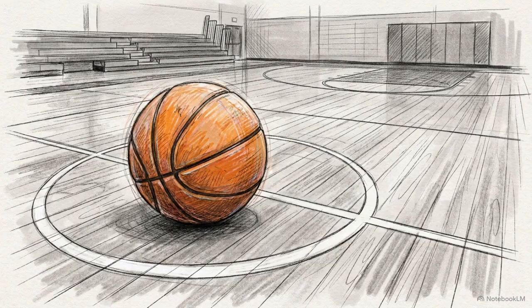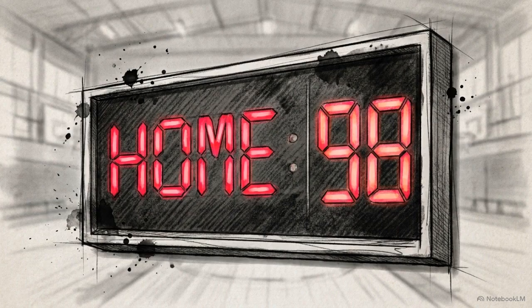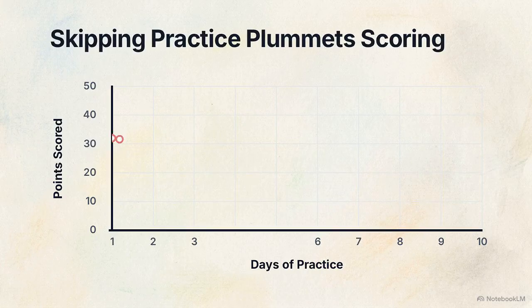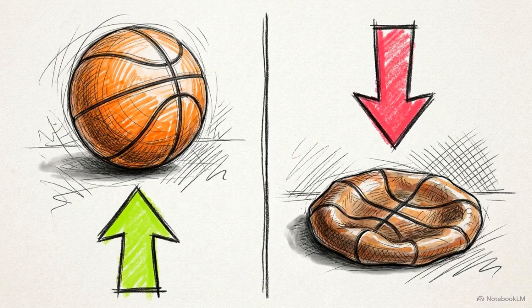Take a weekly basketball game. If you practice an hour every single day, you will reliably score more points. The cause and effect are clear. Break that routine by skipping practice, and your scoring drops. The rule holds true in both directions.